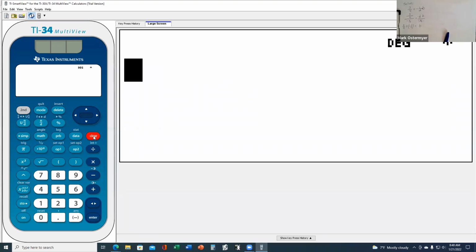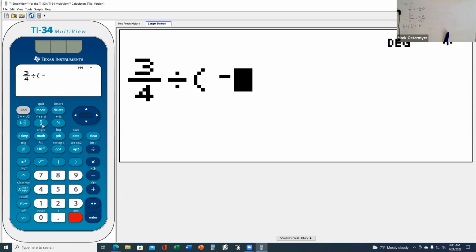To divide 3/4 by negative 1/2, first I would hit my fraction template button, which is this button right here, n over d. Now I can type in the fraction 3/4. Then I'm going to say divided by, open parenthesis, negative 1/2. There's the negative sign. Now I'm going to hit my fraction button again and type in the fraction 1/2.